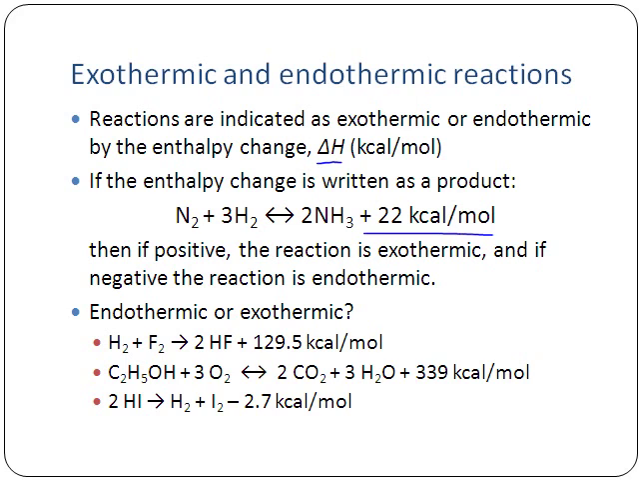Enthalpy change can be written a couple different ways, but we're going to generally write it as a product, on the right side of the equation. So in this particular reaction here, N2 plus 3H2 is in equilibrium with 2 NH3, 2 ammonias. If the enthalpy change written as a product is positive, then the reaction is exothermic. That basically means there is extra energy given off at the end. Now, if on the other hand, this enthalpy change is negative when it's a product, over on the right side like it is right here, that means the reaction is endothermic. It meant that you had to take away some energy at the very end. So let's look at some examples. H2 plus F2 yields 2HF plus 129.5 kilocalories per mole.